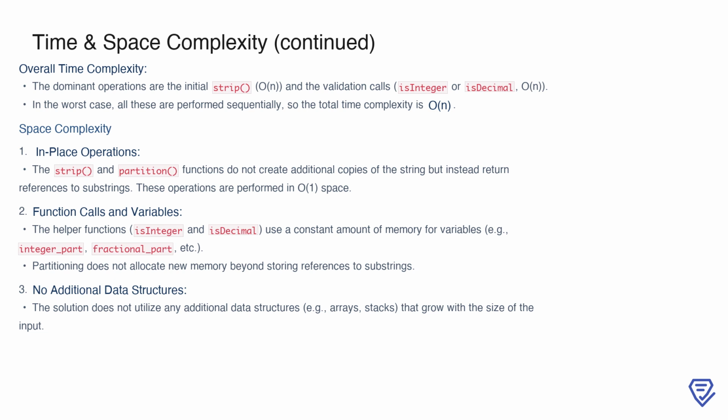Now, turning to space complexity, the strip and partition functions do not create new copies of the string but instead return references to substrings. These operations are performed in constant space, or O(1). Similarly, the helper functions like isInteger and isDecimal use only a fixed amount of memory for intermediate variables, and no additional data structures are used. This ensures that the space complexity of our solution is O(1).